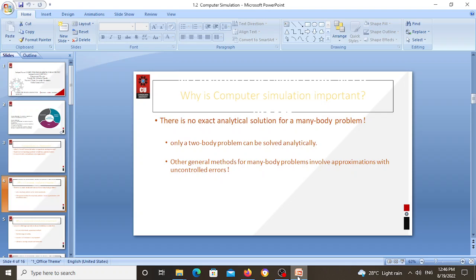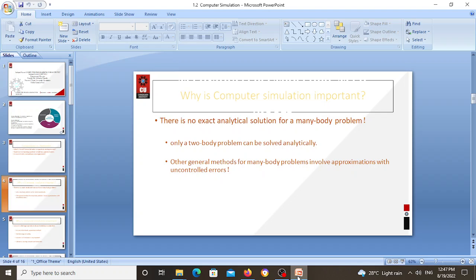Why is computer simulation important? That is a very important question. Before we get into the subject, we must understand why computer simulation is important for our scientists, for our laboratories, for our research institutes. There is no exact analytical solution for the many body problem. The many body problem is a physics problem involving the gravitational force that exists between the heavy bodies in space.